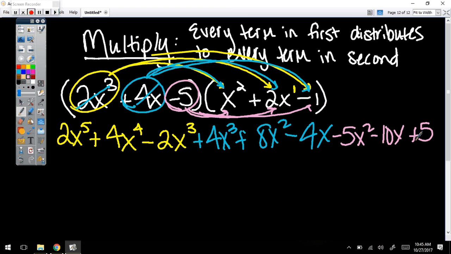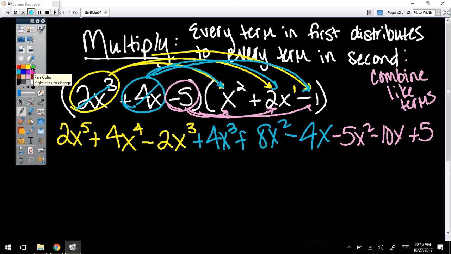I'm still not quite done. I have to combine them, because after I do this, I must combine like terms. So take a look at my new polynomial, my very colorful new polynomial.